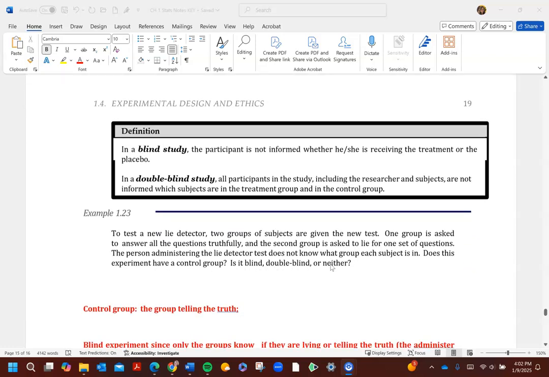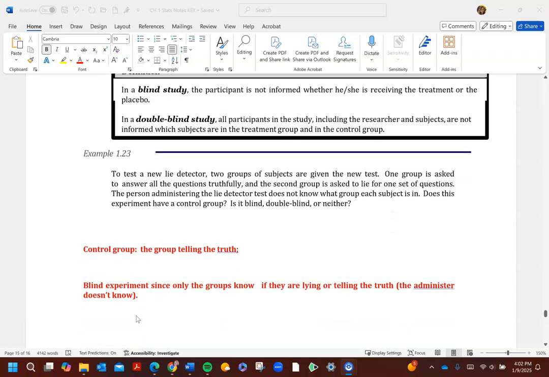Okay, so the control group, yes, there is one. It's the group that's telling the truth, to see if it really works. And then it's a blind experiment, not double blind, because the groups know, but the administrator doesn't know. So we can't say it's a double blind, because obviously the subjects have to know what's going on.